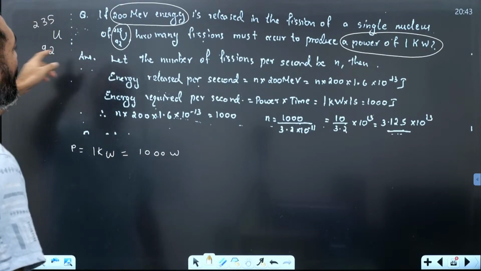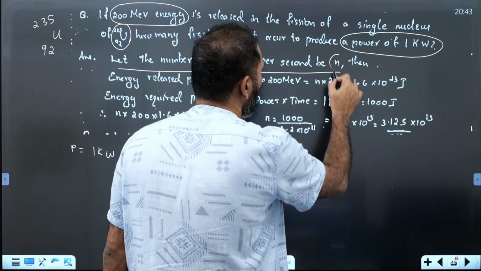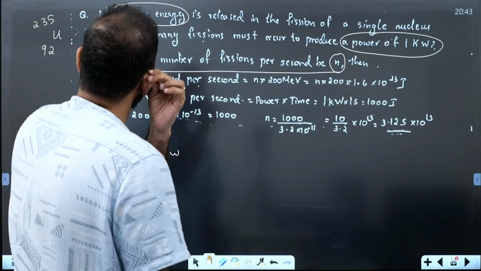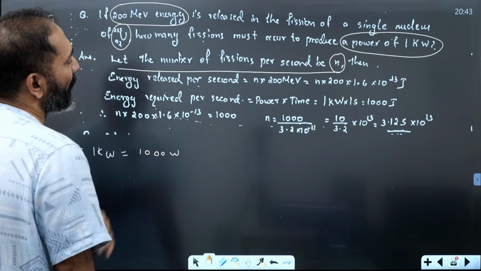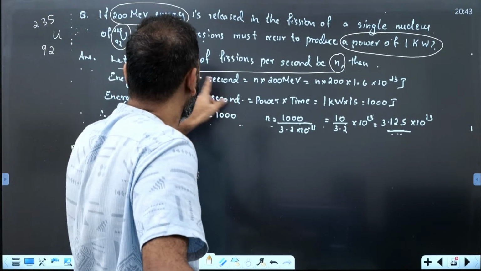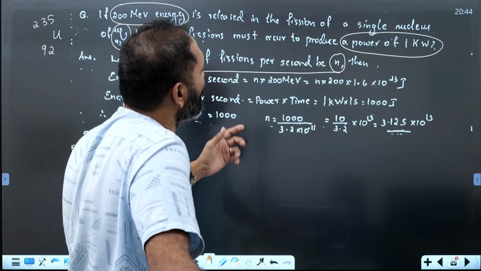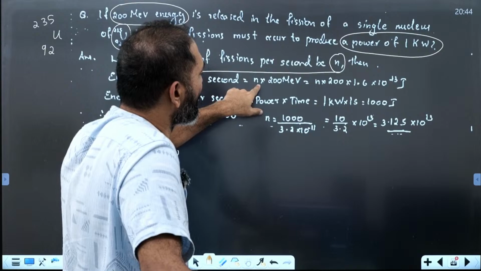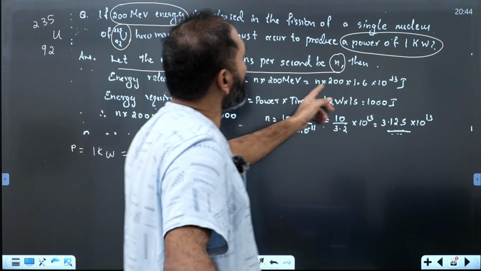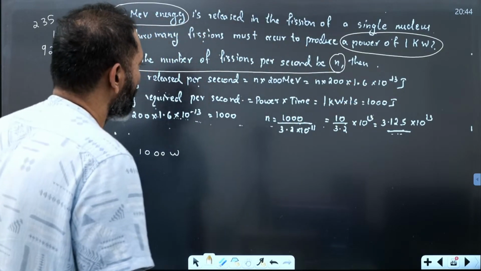Then the number of fissions. How are we doing this? Let the number of fissions required be small n. Then what will the energy released per second be? We are calculating the energy released per second. It is the number of fissions, small n, times the energy of one fission, 200 MeV. That is converted into joule: 200 into 1.6 into 10 raised to minus 19.